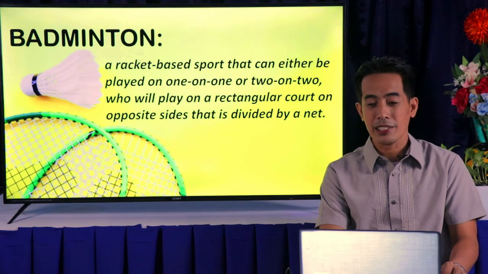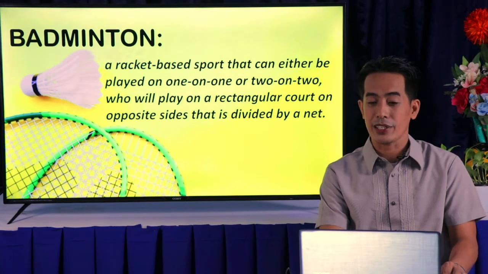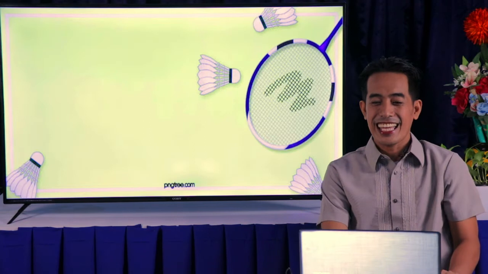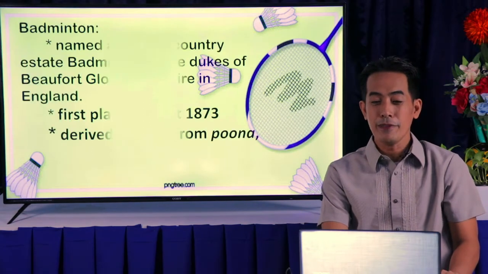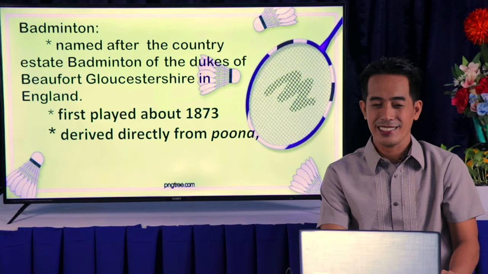Badminton is a racket-based sport that can either be played one-on-one or two-on-two, on a rectangular court on opposite sides that is divided by a net. The game badminton is played by a player striking the shuttlecock to the opposite side of the court, passing the net, and the other player striking it back.